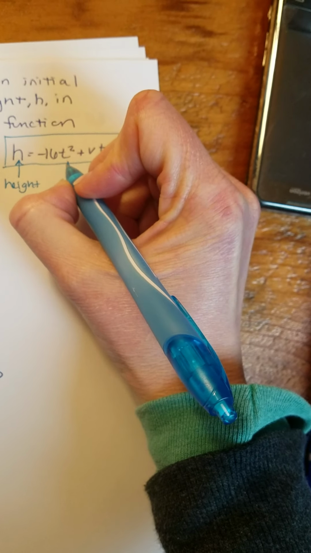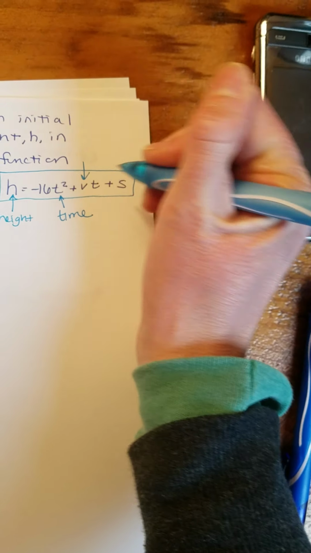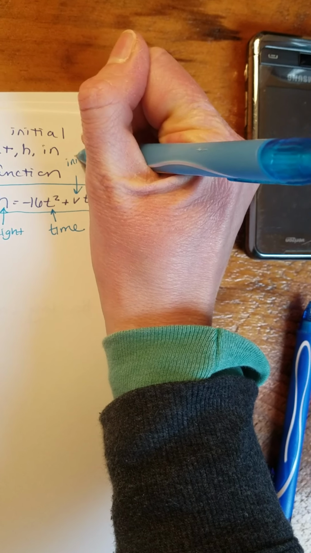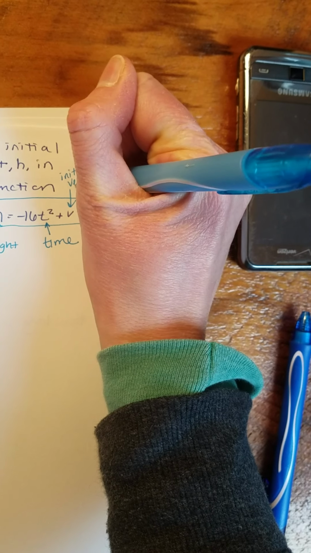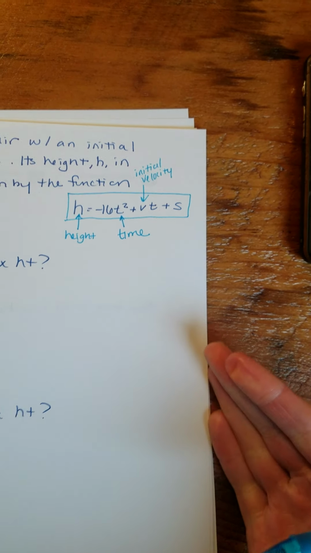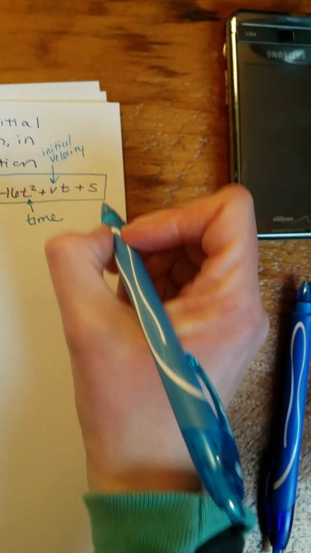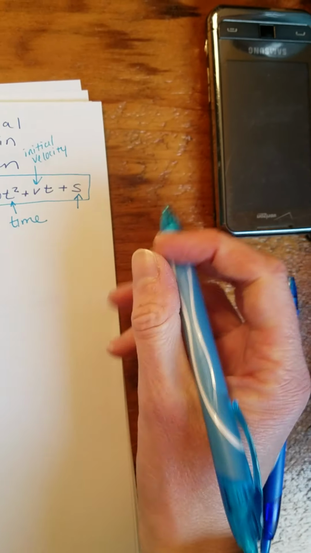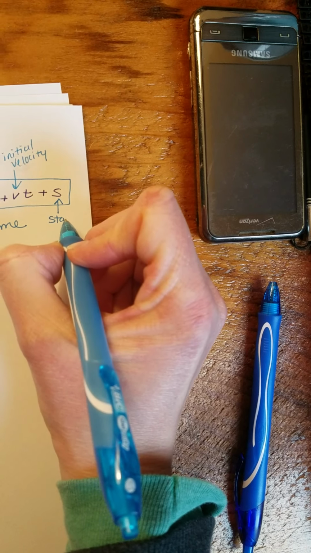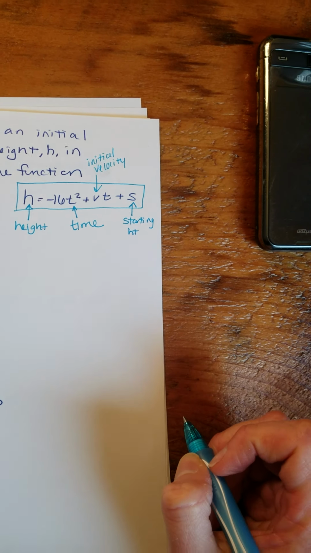T is time. V stands for initial velocity. So velocity just means speed. Initial means starting, so starting speed. And S stands for the starting height. So how high up off the ground is the object starting from?